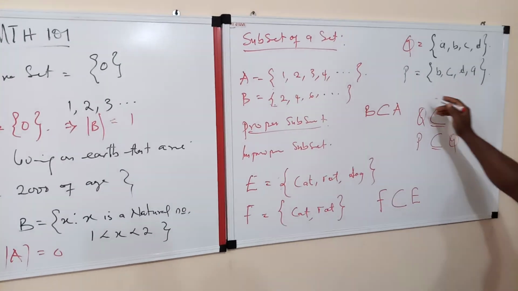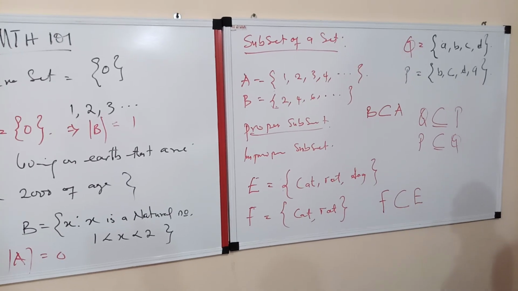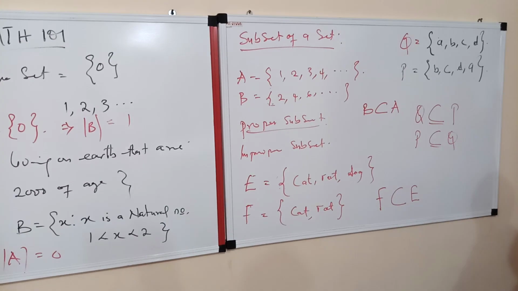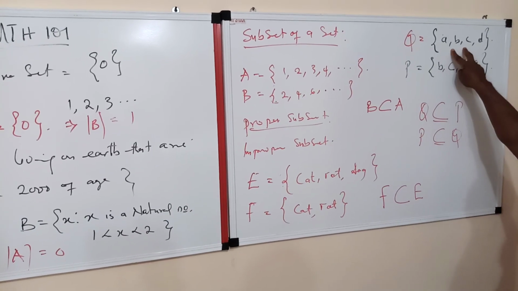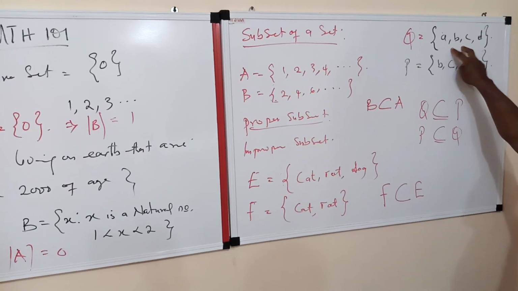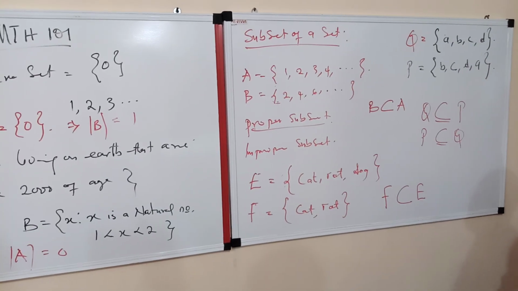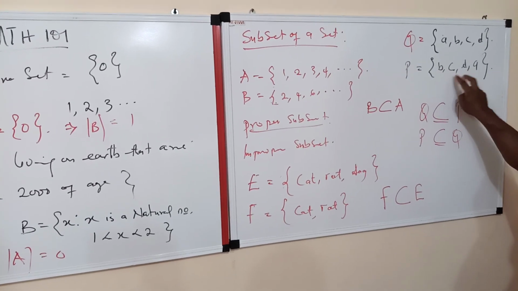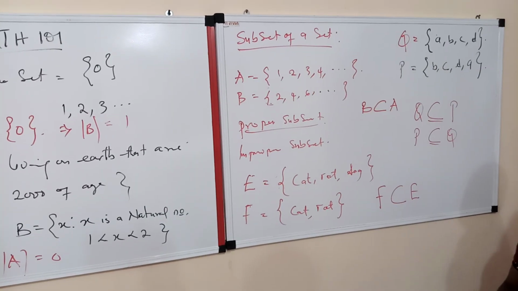But let me go further by saying something. If you study these two sets carefully, Q and P, you can see that the cardinality of set Q is 4, and the cardinality of set P is also 4.